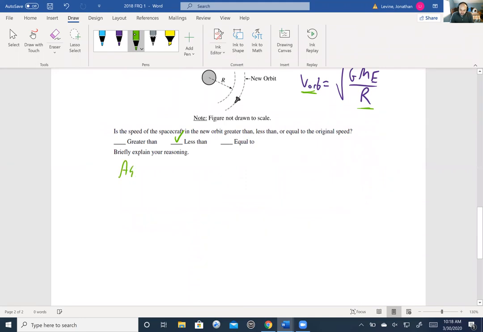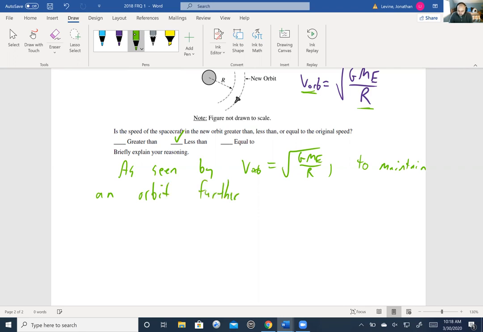And as seen by the orbital velocity equation, V orbital is equal to the square root of GM_E over r, to maintain an orbit further from Earth requires a smaller orbital velocity.